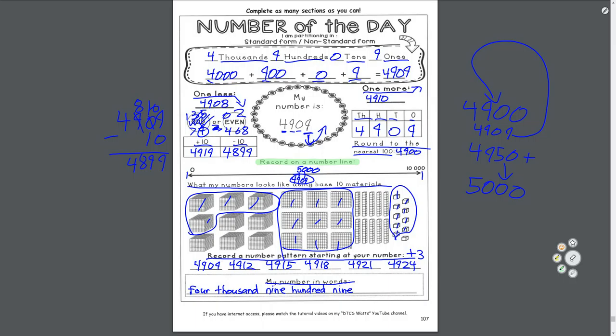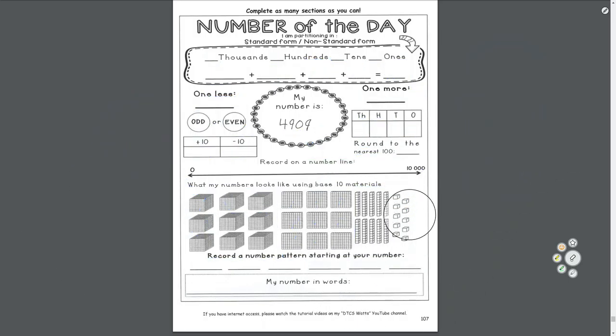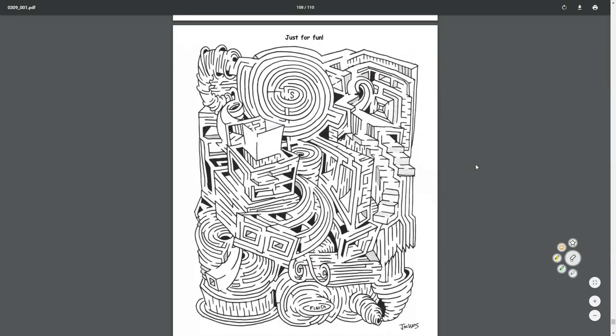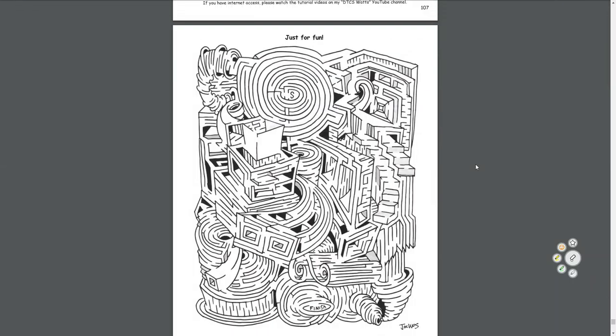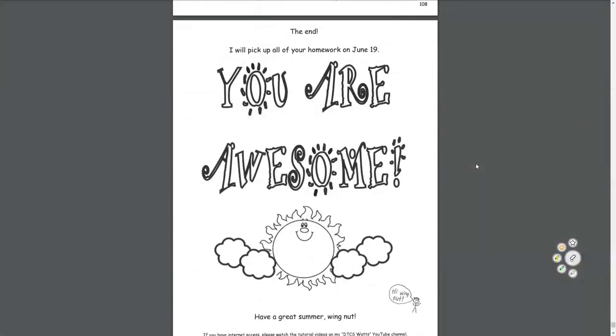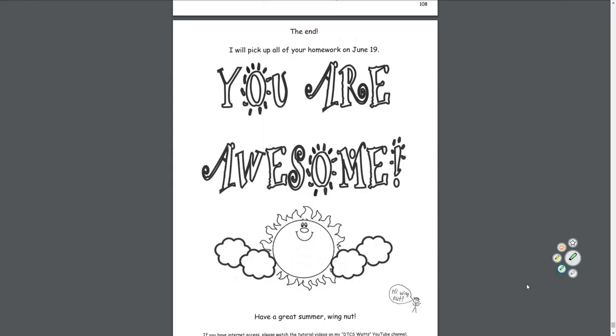Right on. So let's go to Epic Books in just a second, but I want to show you the final page on this book. You might have already looked at it, but just in case. So there's a very fun and hard maze for you to try. But this is what I want to show you. It says, the end. I will pick up all your homework on June 19th.